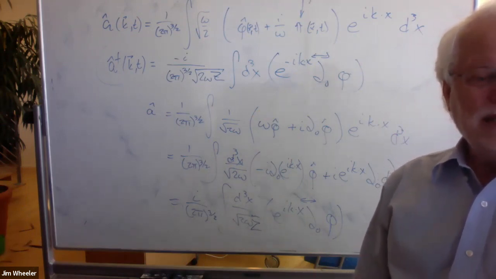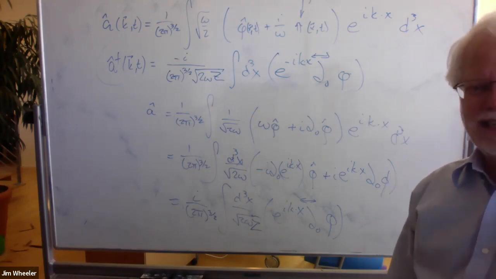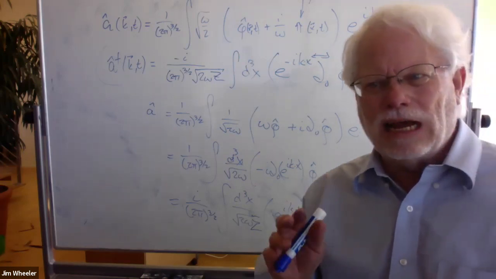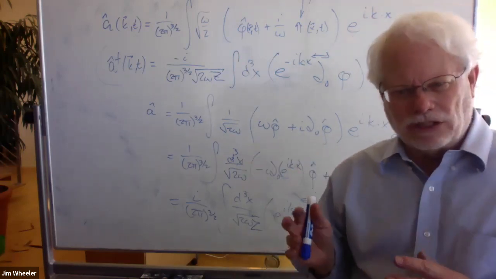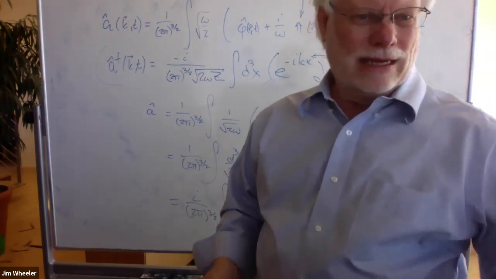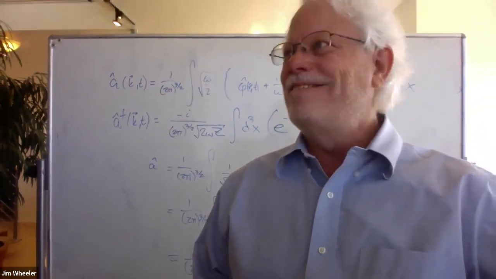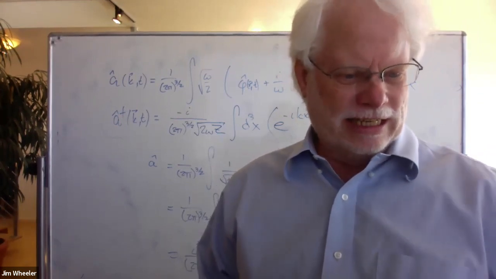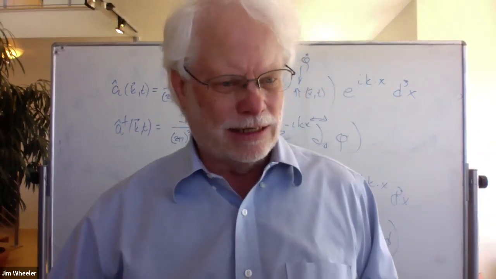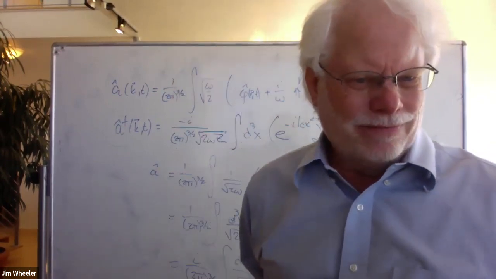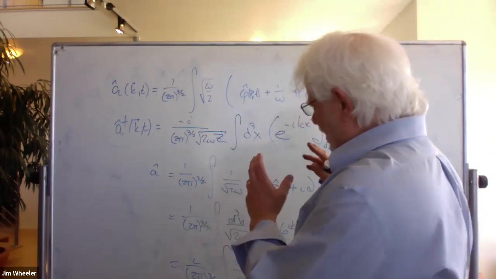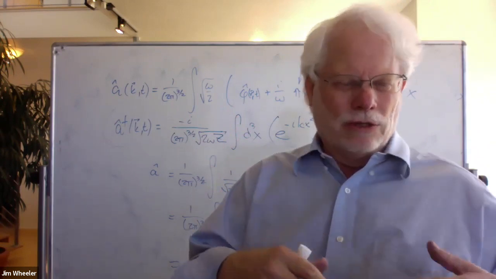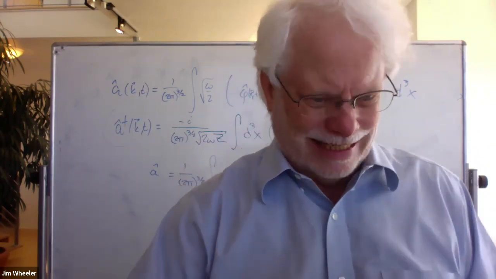Okay, now these are our in and out states. We use these operators to create the in and out states. So what's next? Tricks with transitions. Yeah, so the next thing we do is we're going to write operators like this, acting on the vacuum state to produce our in states.